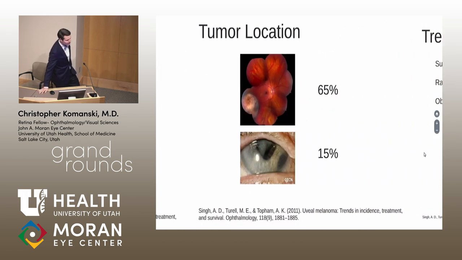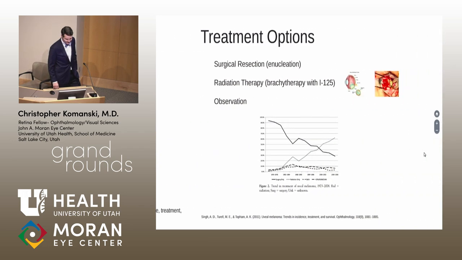Now, in terms of tumor location, the majority of these are confined to the choroid, and in this series of over 1,000 choroidal melanoma or uveal melanomas, 65% were in the choroid, 15% were in the ciliary body or iris, and then the remainder were undetermined or not listed.